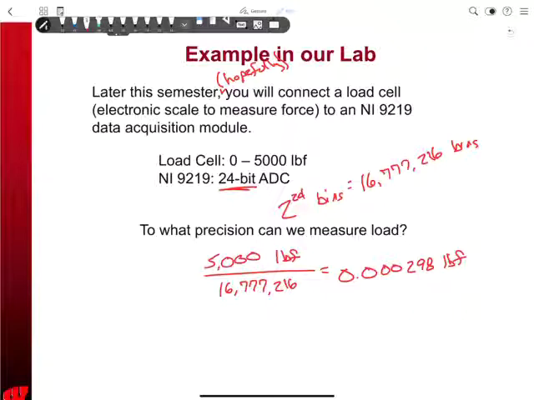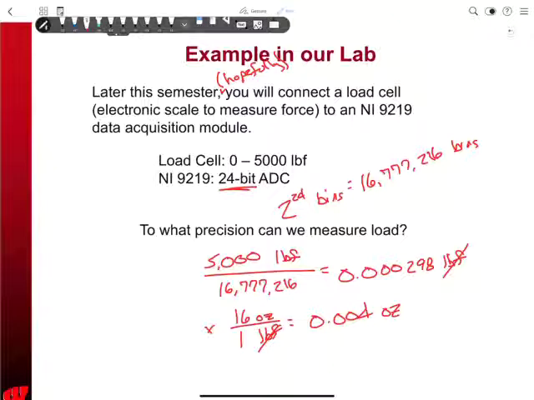Now, 298 micropounds doesn't really make much sense to many of us. So maybe let's convert that to ounces. Times 16 ounces to 1 pound force. Pounds force cancel. So then we have 0.004 ounces. Well, that's still not a number we use very often, 4 milliounces.